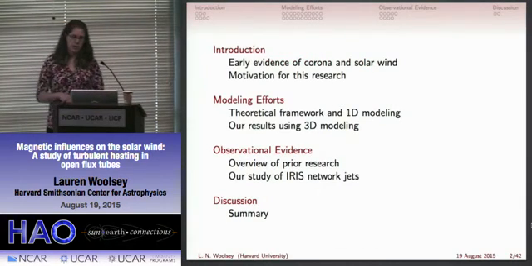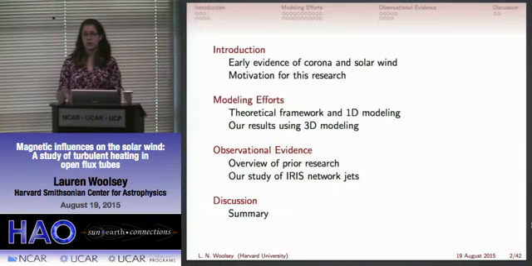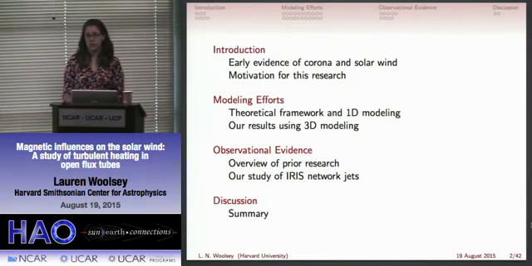The structure of the talk is going to be a short introduction to get everyone on the same page. There's going to be a couple slides on the early evidence of what the solar wind is, the corona, and then the motivation for this particular research. Then I'm going to get into the modeling efforts, which has been the primary focus of my thesis. There are 2 main projects, one with one-dimensional modeling of flux tubes, and a second project that we just finished with 3-dimensional magnetohydrodynamics. I'm then going to get into some observational evidence, an overview of prior research in the field, and then the study that we're working on right now, focusing on IRIS network jets, and then a short discussion.